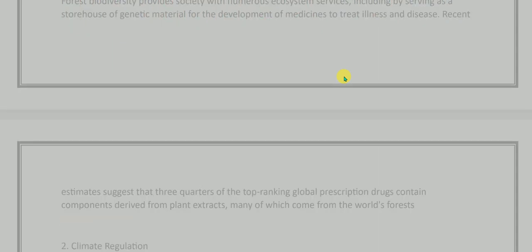Forest biodiversity provides society with numerous ecosystem services, including by serving as a storehouse of genetic material for the development of medicines to treat illness and disease. Recent estimates suggest that 3/4 of the top-ranking global prescription drugs contain components derived from plant extracts, many of which come from the world's forests.